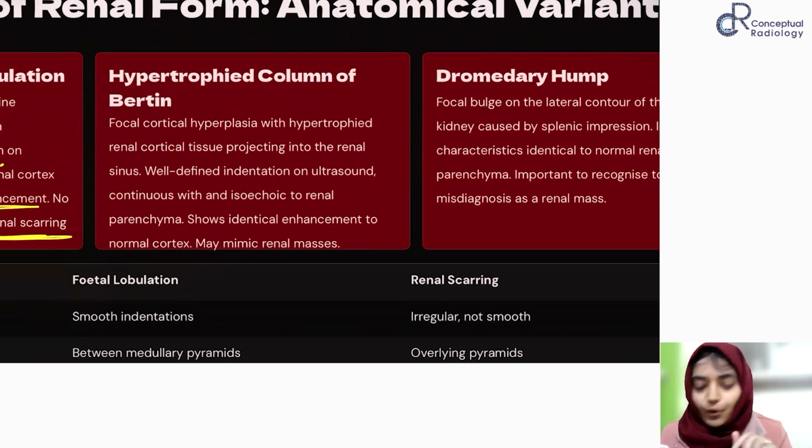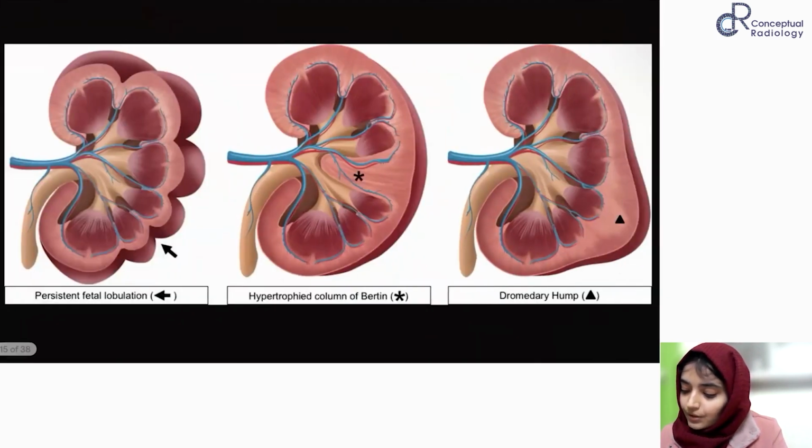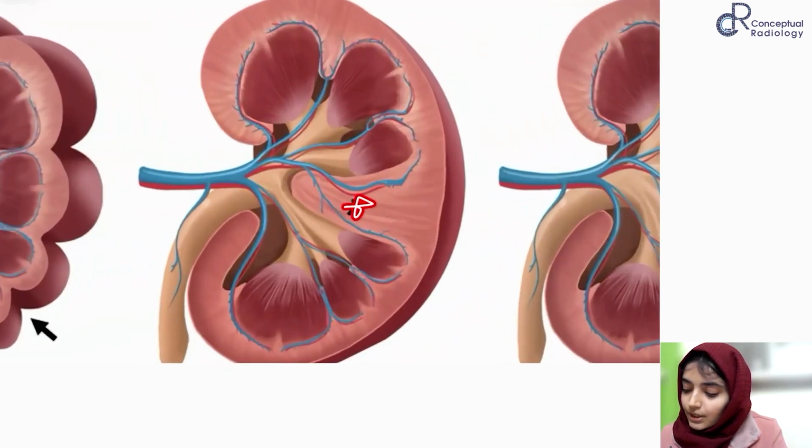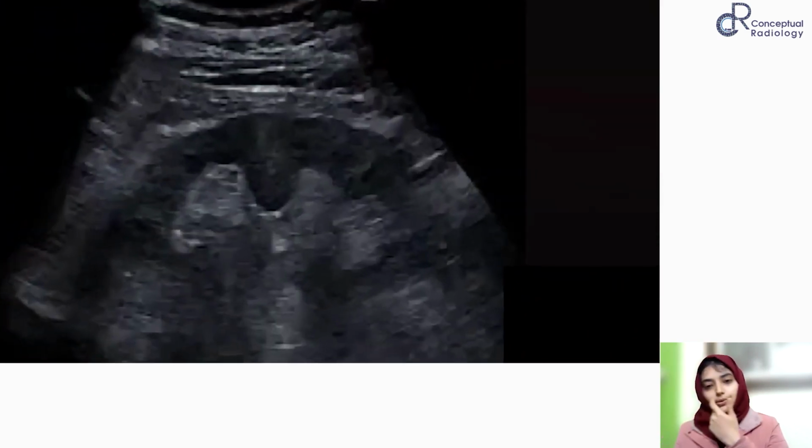So here a very important mimic can be various renal masses, but you have to be very clear. You have to rule out as much as possible the hypertrophied columns of Bertin before giving the diagnosis as a renal mass. So we can have a look over here. This is how this renal column of Bertin can show hypertrophy and can indent. It can look like a renal mass. And then in a real case also, this is how it is going to appear.